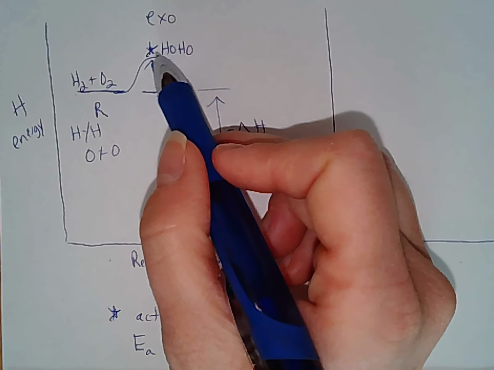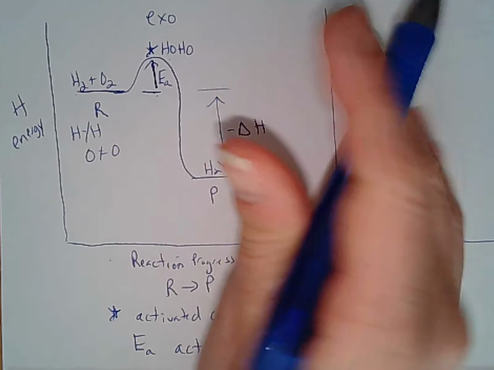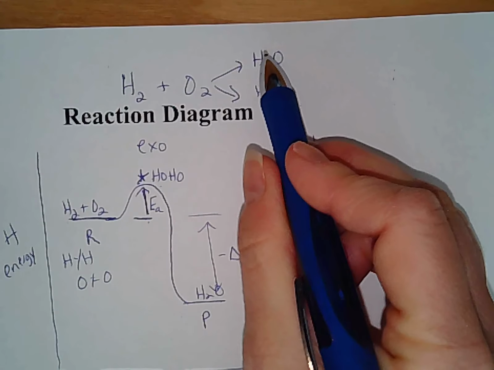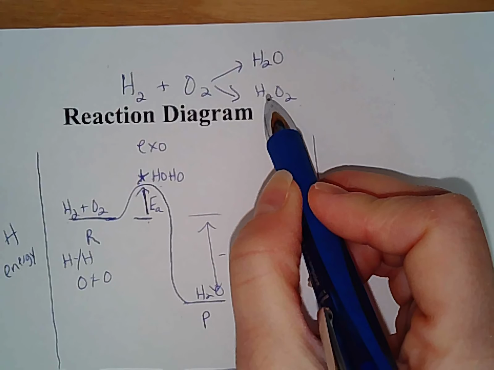And then what is decided at the top of this hill is, okay, what product are you going to make? Are you going to make water, or are you going to make hydrogen peroxide? Or there could be a third or fourth option.